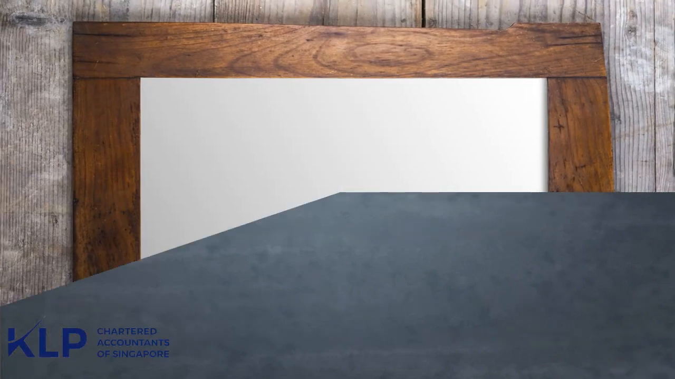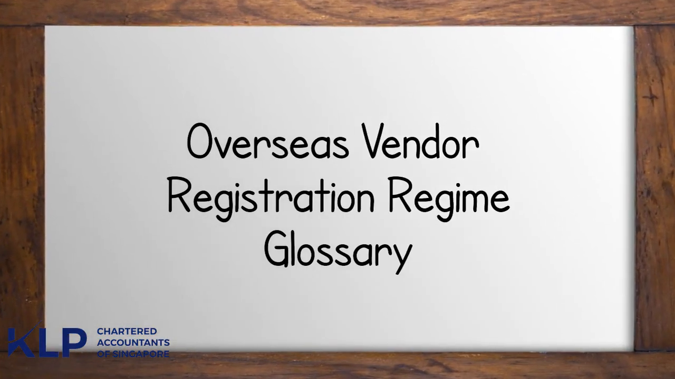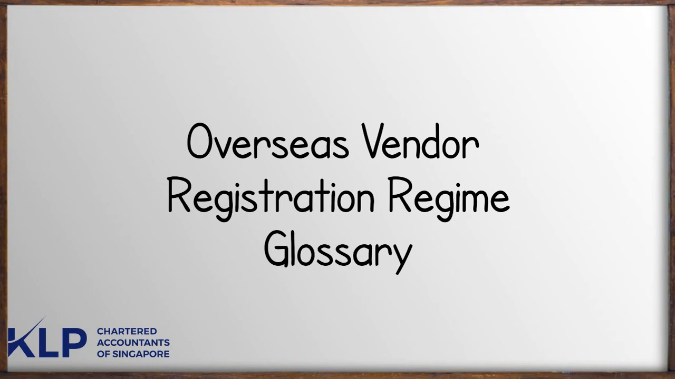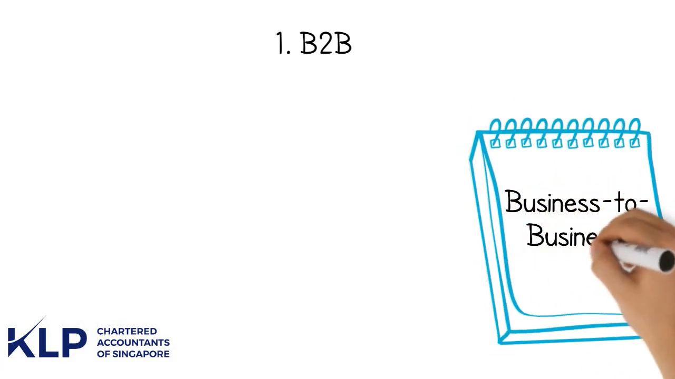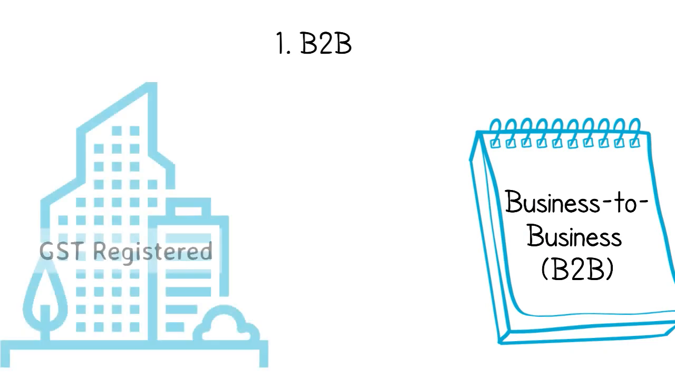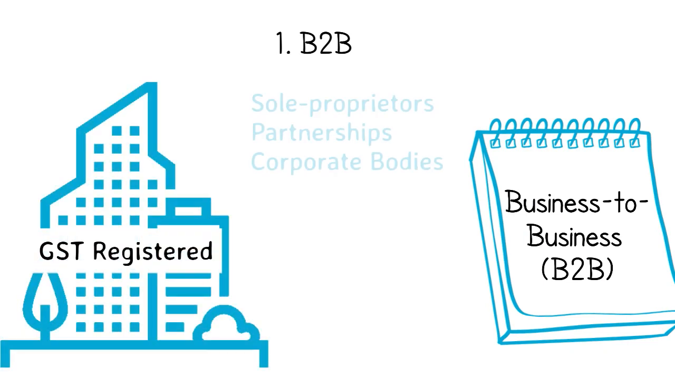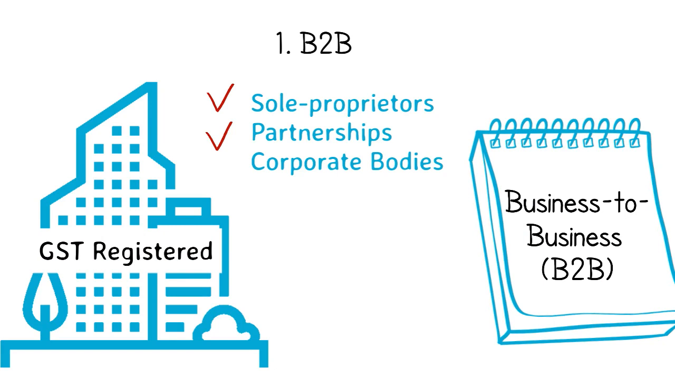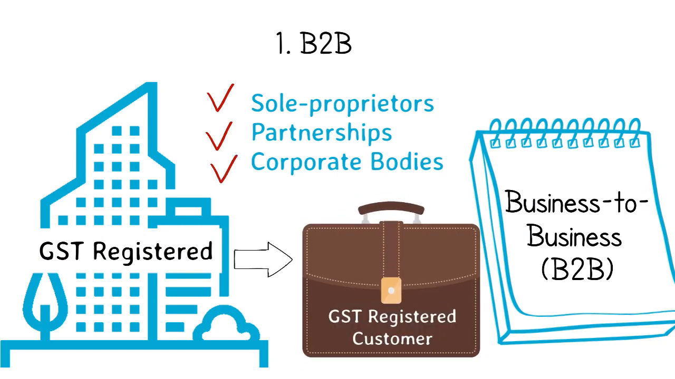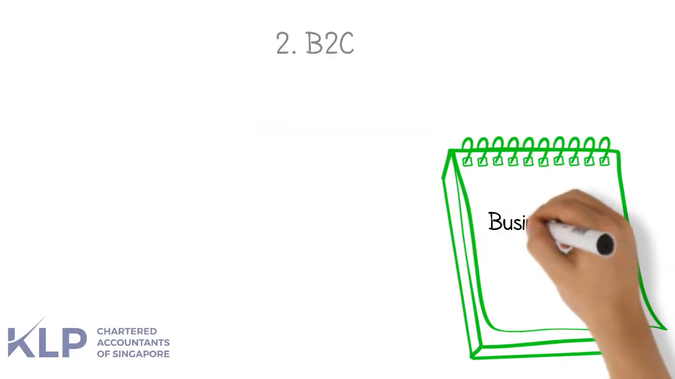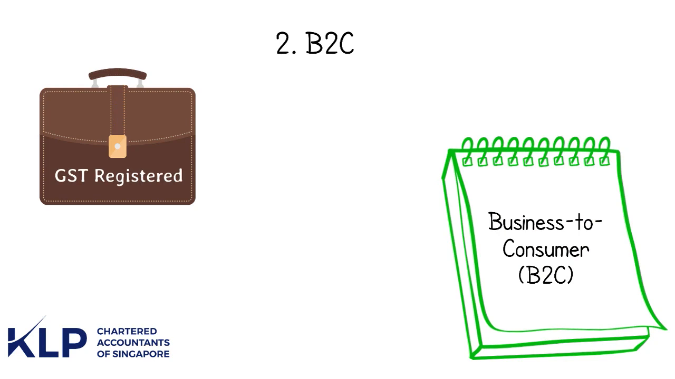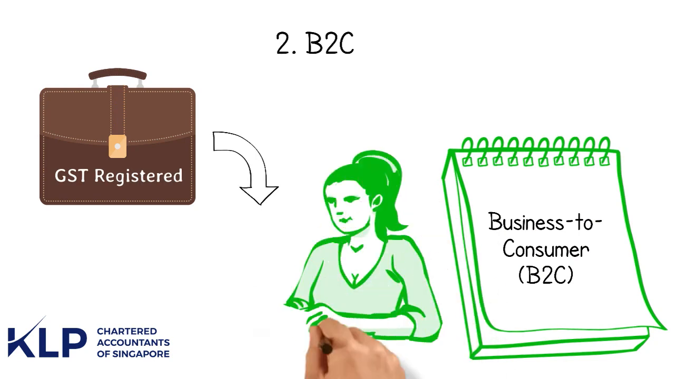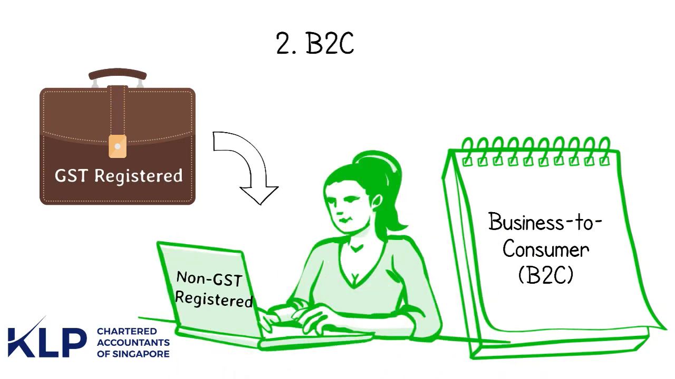First, in order to understand the new regime, we must understand certain keywords in this guide. B2B stands for business-to-business transactions, typically made by a GST-registered person, including sole proprietors, partnerships, and corporate bodies, to a GST-registered customer. B2C stands for business-to-consumer transactions, typically made by a GST-registered person to a non-GST-registered customer.